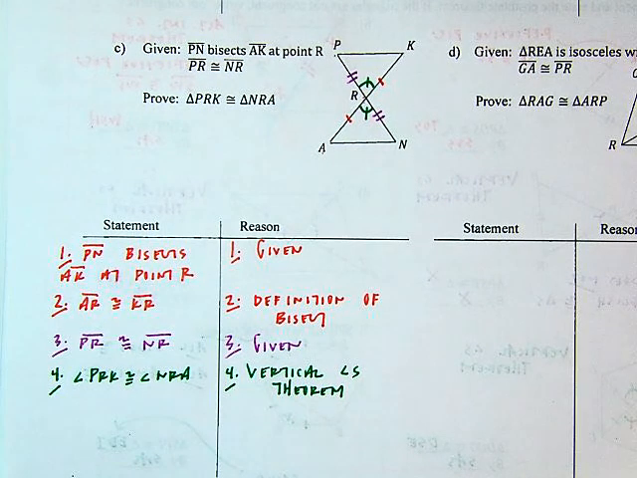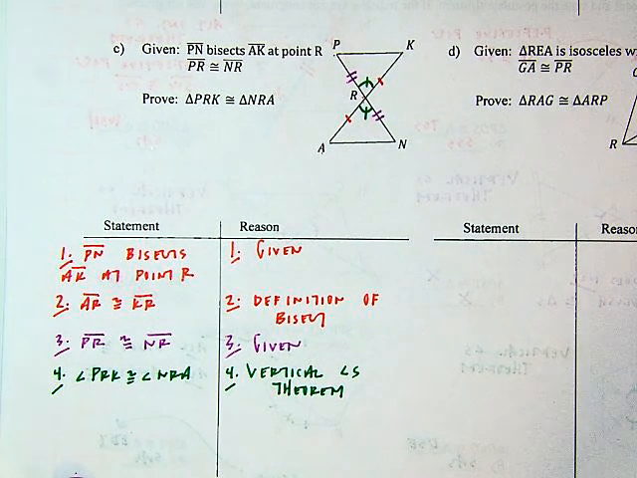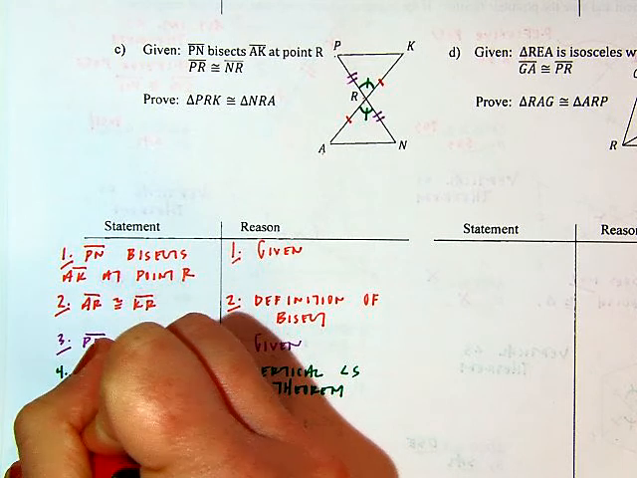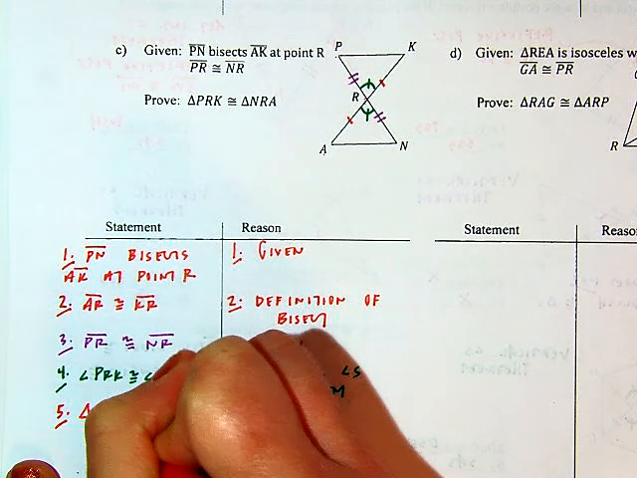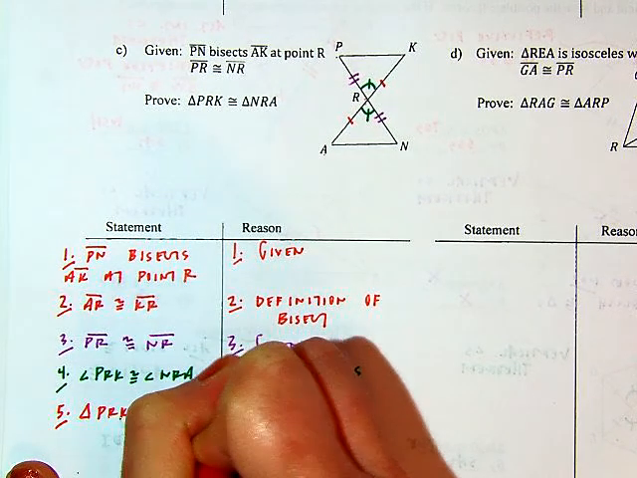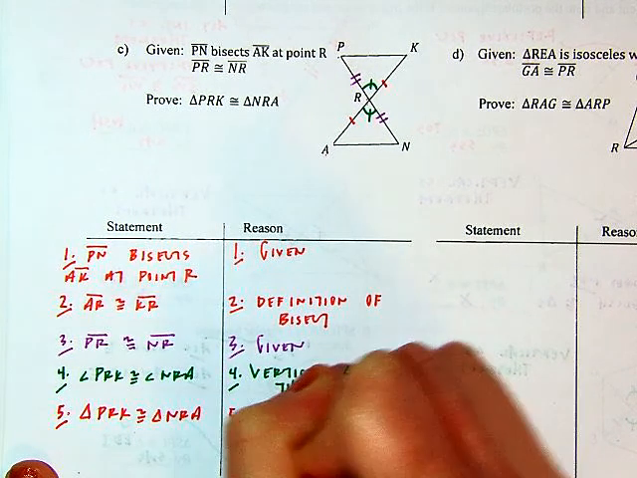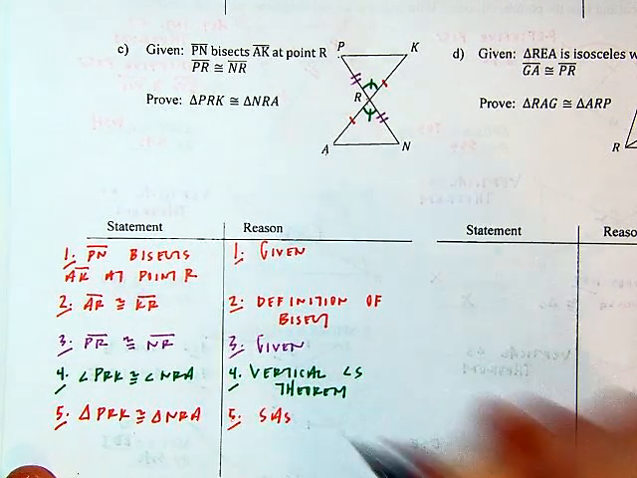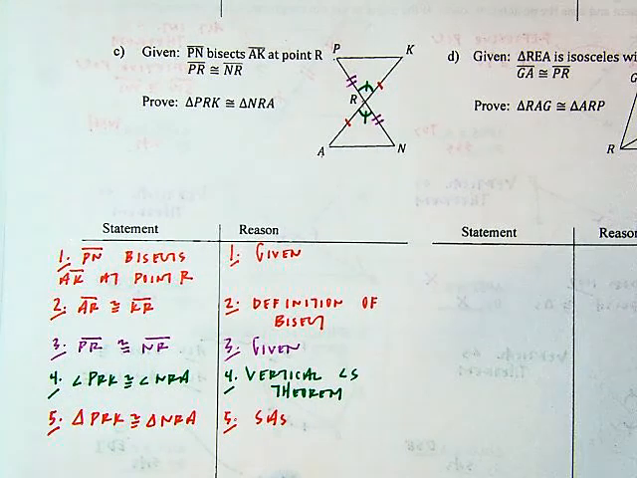Okay, so now I have side, angle, side. I can reach my conclusion and say that triangle PRK is congruent to NRA. Side, angle, side. Like I said, we see a lot of side, angle, side. All right, last one, D.